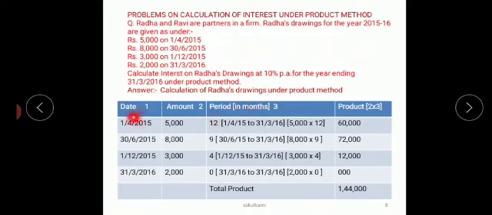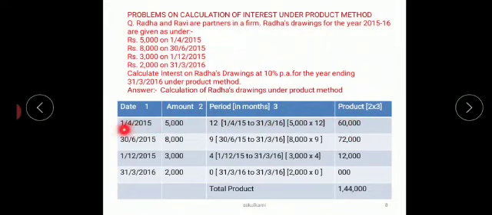For this purpose I will put one table. In the first column, the date of drawings. In the second column I will write the various amounts that they have withdrawn. Then the third column will show the number of outstanding months or periods. Then the fourth will be the product of the second and third columns, that is, multiply the amount and the number of outstanding months to get the products.